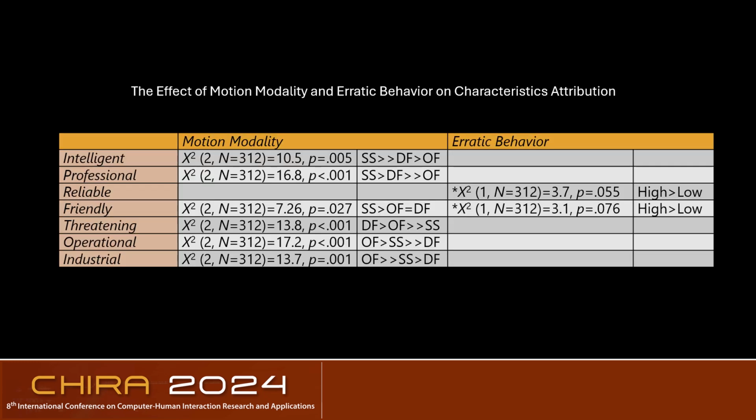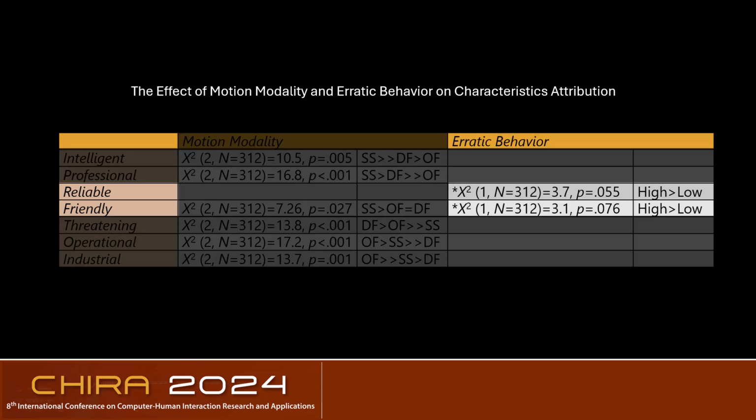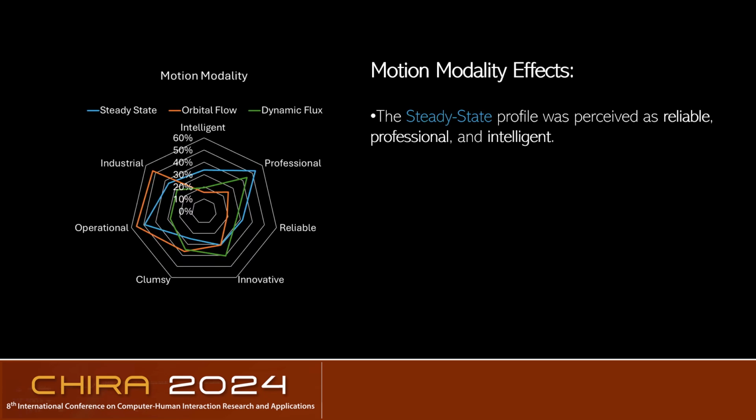We analyzed the data to evaluate the effect of motion modalities and erratic behavior on characteristics attribution and motion perception. We found significant relations between the motion modality and the participants' perceptions of the robot as intelligent, professional, friendly, threatening, operational, and industrial. The erratic behavior level was found to affect the perception of the robot as reliable and friendly. The steady-state profile was perceived as reliable, professional, and intelligent.